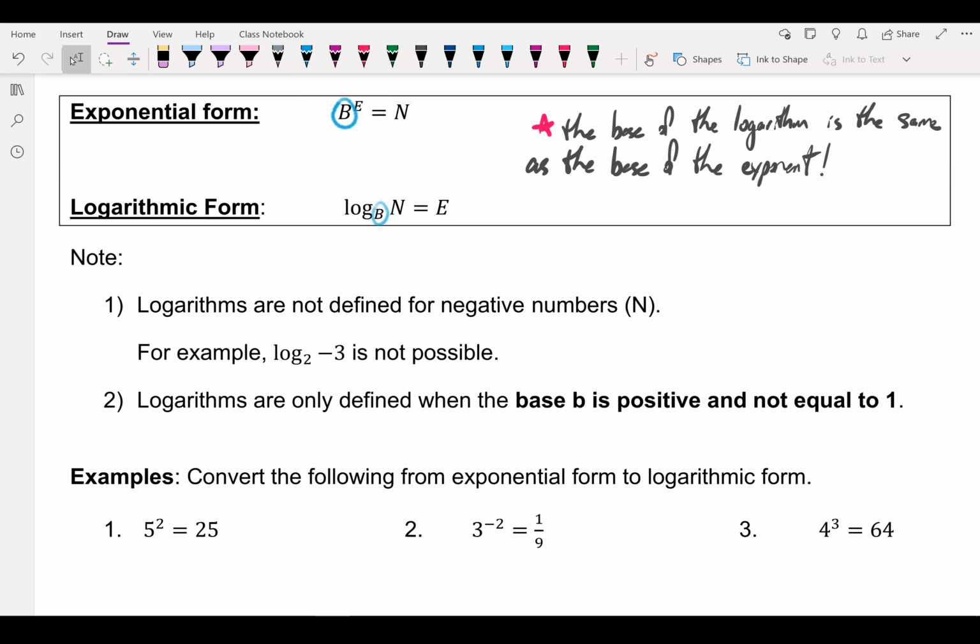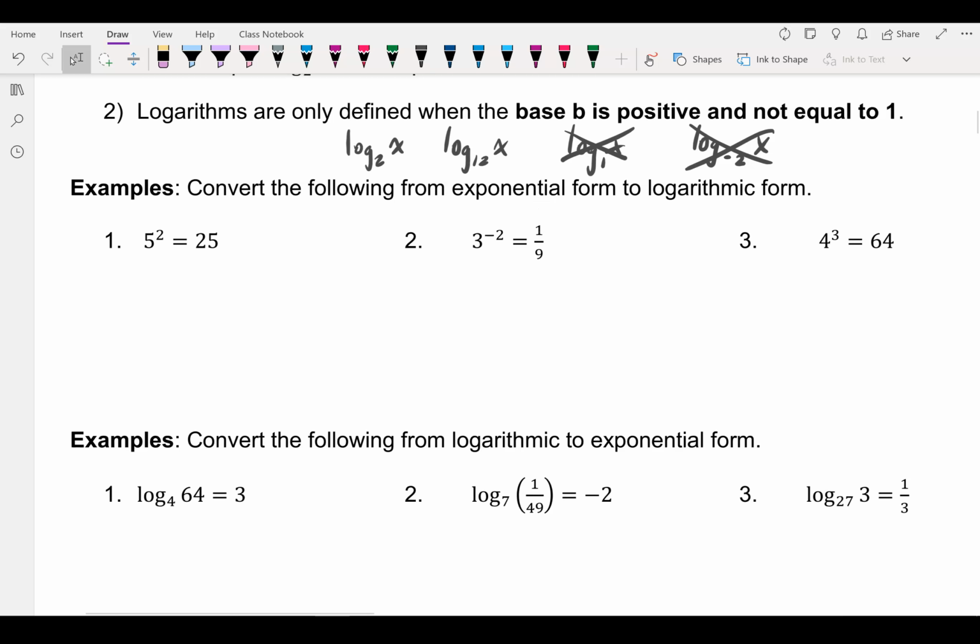So two quick notes. Logs are not defined for negatives. Log of negative 3 is not possible, it doesn't exist. And secondly, logarithms are only defined when the base is positive and not equal to 1. So we can have log base 2 of something, log base 3, or log base 12 of something, but log base 1 of something is not okay, and certainly log of any negative number is not okay.